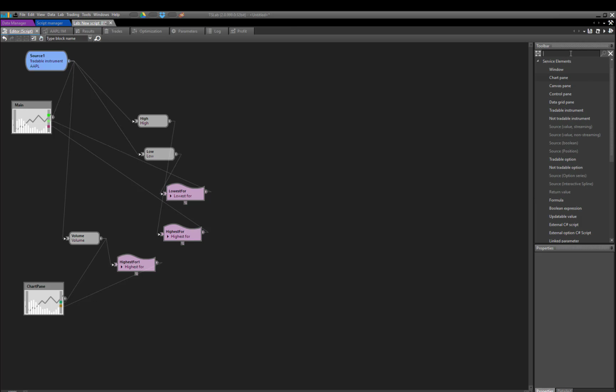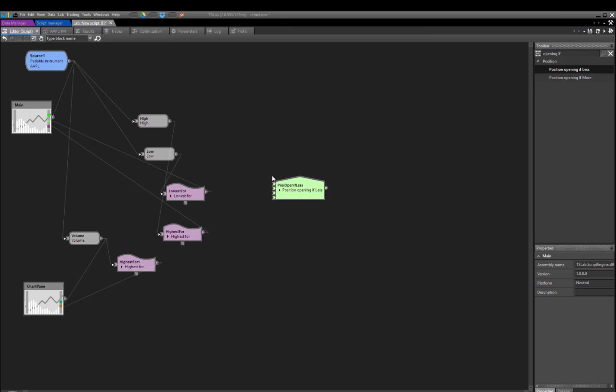We need position opening blocks to open a position. There are various types of position opening blocks. They are opening by limit, by market, conditional orders if more or less. I'm going to use opening if more and opening if less.